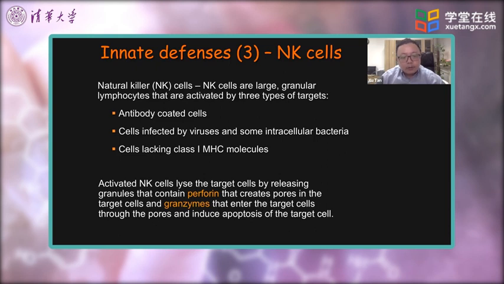Normal healthy cells are usually not coated by antibody. Only those foreign cells or cells infected by viruses will be coated by antibody. That becomes a signature or signal for recruiting NK cells.